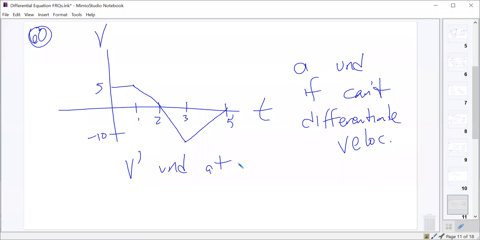Since this is the velocity graph, the derivative of the velocity graph should be undefined at any corners or cusps or vertical tangents or discontinuities. But we don't have any cusps, vertical tangents, or discontinuities. But we have a corner at 1, a corner at 2, and a corner at 3. So it looks like it should be undefined at 3 different times. So choice, what is that? Choice D, it looks like. Good or no? Good. All right. Anybody else have any questions there?